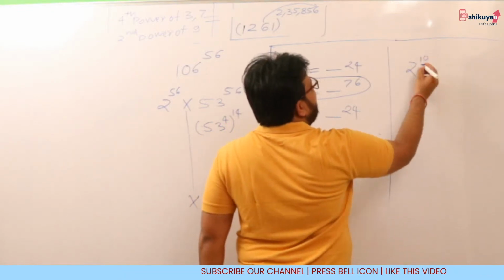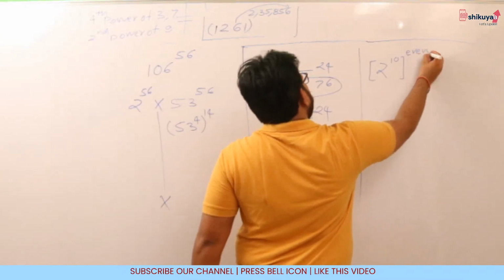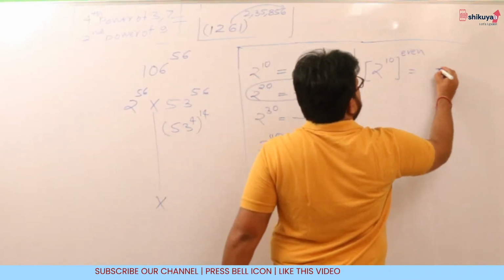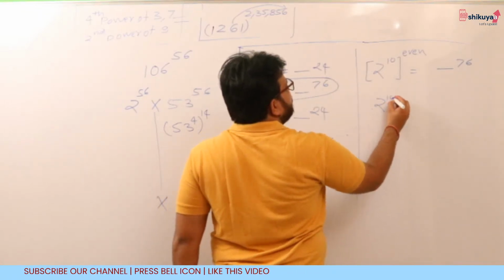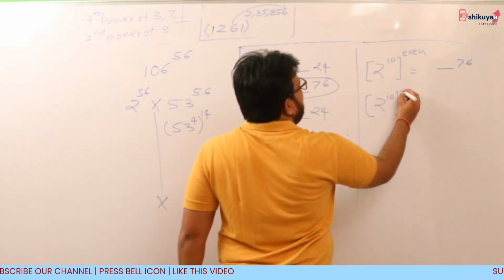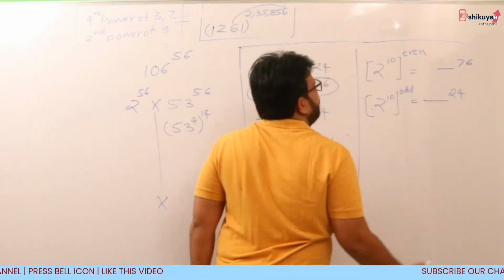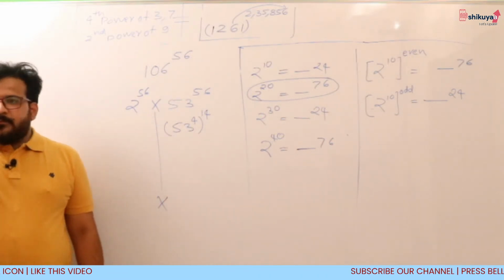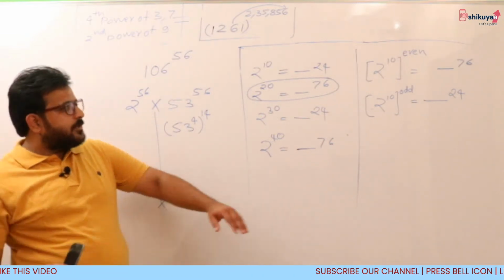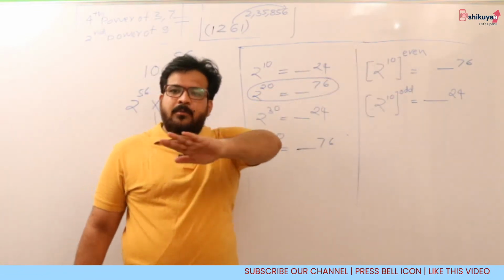2 raised to 10 raised to even always ends in 76. And 2 raised to 10 raised to odd always ends in 24. Did you understand my point? And now the problem is finished. When you understand this part, the entire problem is finished.